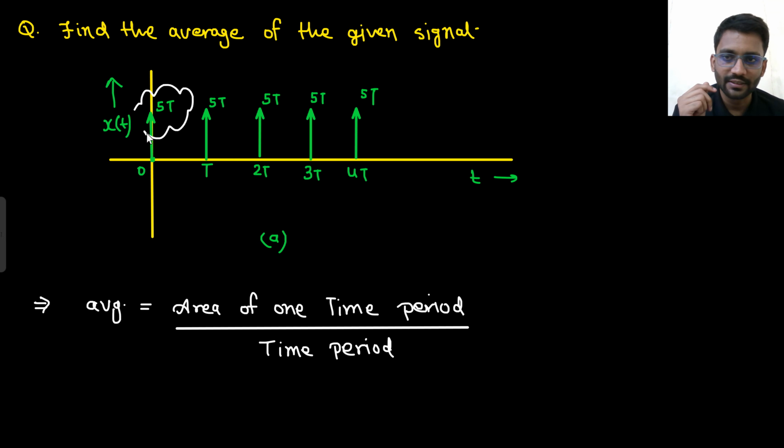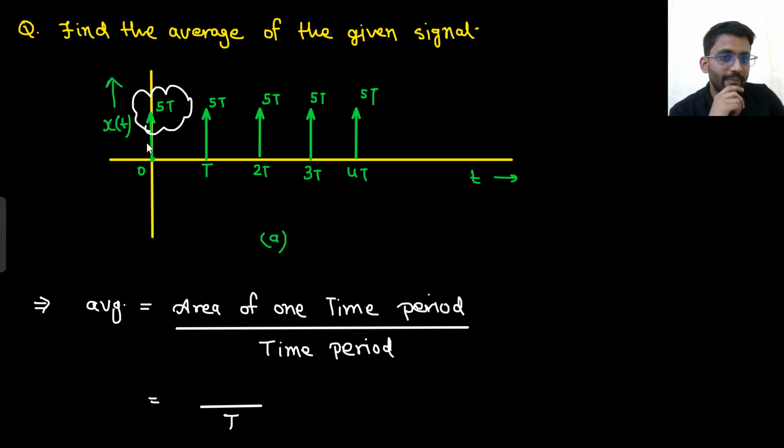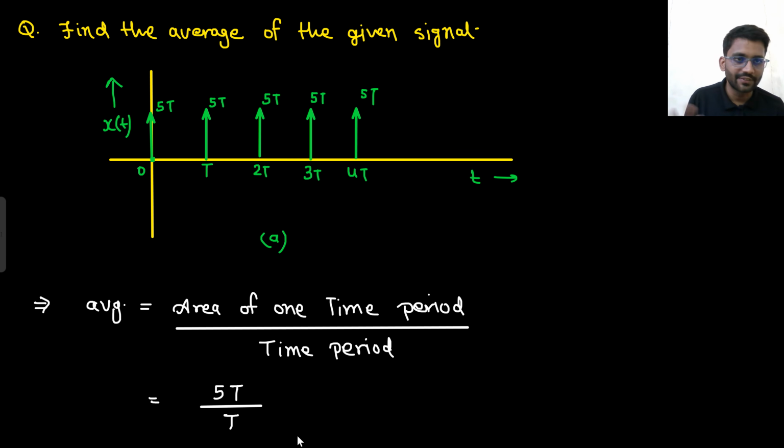Now these are impulses. What is the time period of the signal? Time period is T. Now tell me, what is this 5T? 5T is the magnitude of the impulse, the area itself. So in one time period, what is the area? 5T, right? So what will be the average? Average will be 5. That's it.